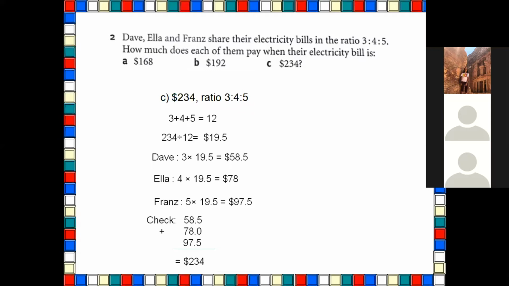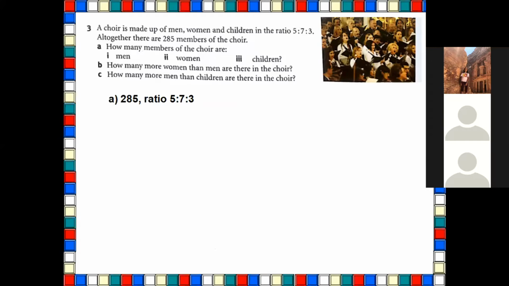You're welcome. Okay, let's do one more question, but then we'll see more questions from you if you have. Question 3. It says, a choir is made up of men, women, and children in the ratio 5 to 7 to 3. So men 5, women 7, children 3. Altogether, there are 285 members of the choir. How many members of the choir are men? How many women? How many children?